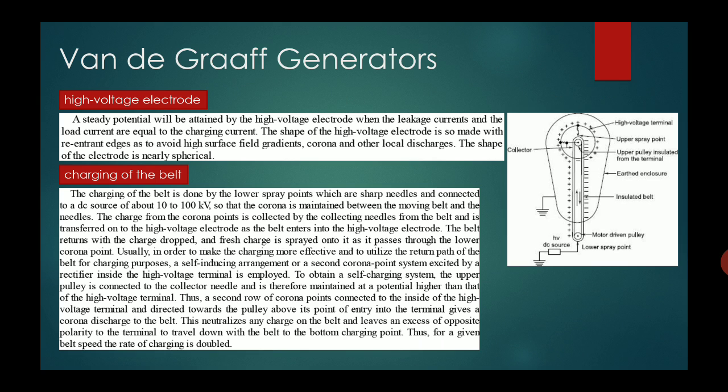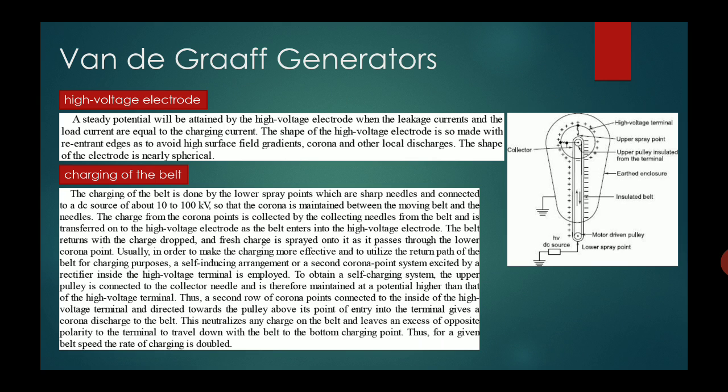The charging belt. The charging of the belt is done by the lower spray points, which are sharp needles connected to a DC source of about 10 to 100 kV, so that corona is maintained between the moving belt and the needles. The charge from the corona points is collected by collecting needles from the belt and is transferred to the high voltage electrode as the belt enters into the high voltage electrode.